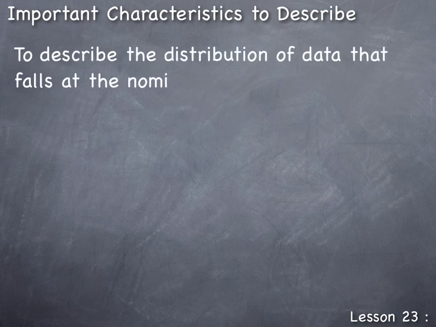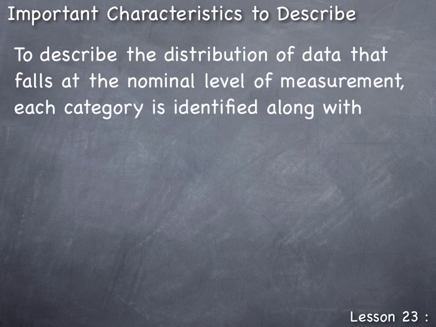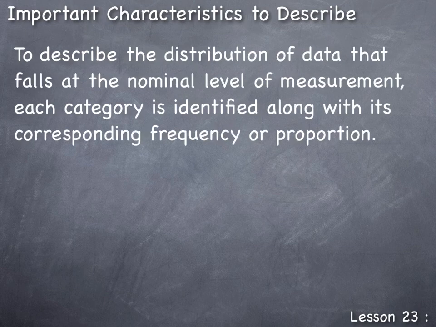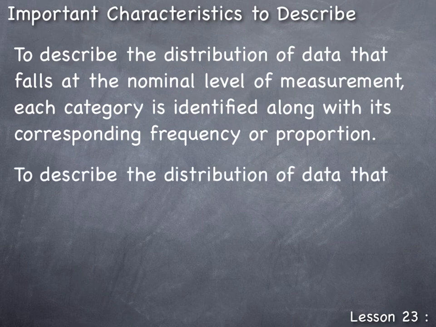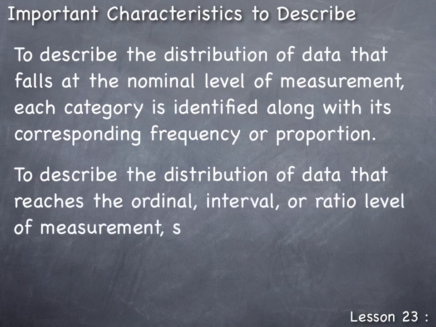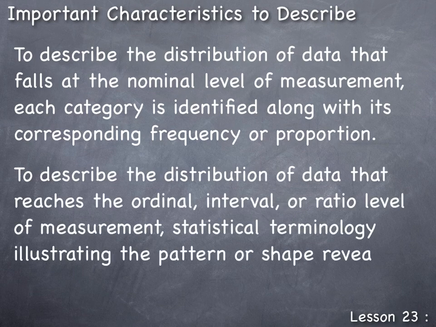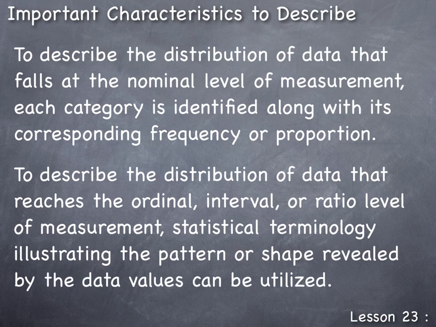To describe the distribution of data that falls at the nominal level of measurement, each category is identified along with its corresponding frequency or proportion. To describe the distribution of data that reaches the ordinal, interval, or ratio level of measurement, statistical terminology illustrating the pattern or shape revealed by the data values can be utilized.